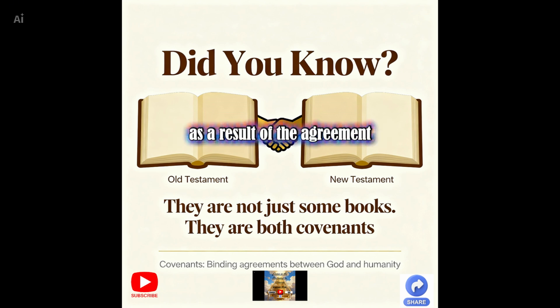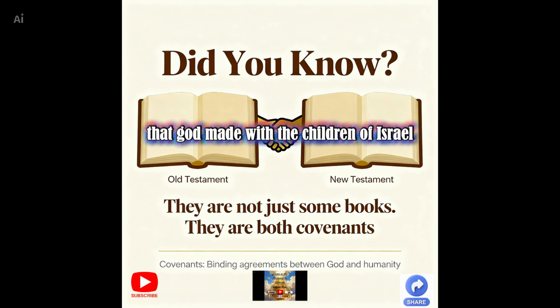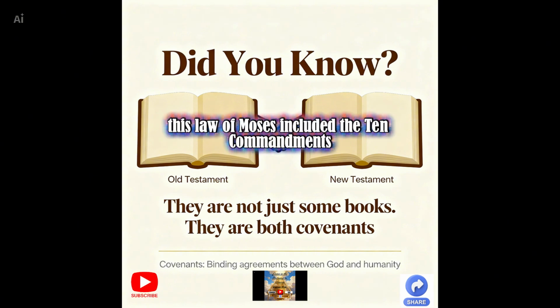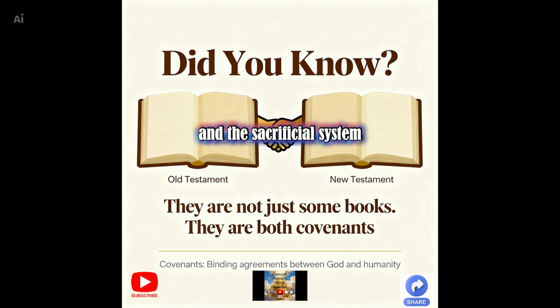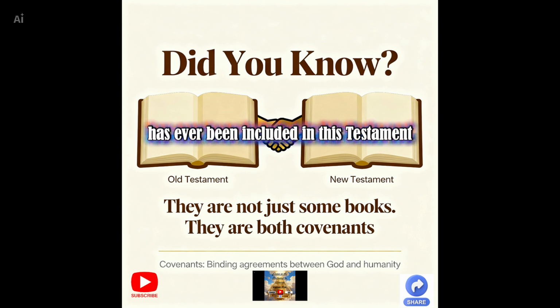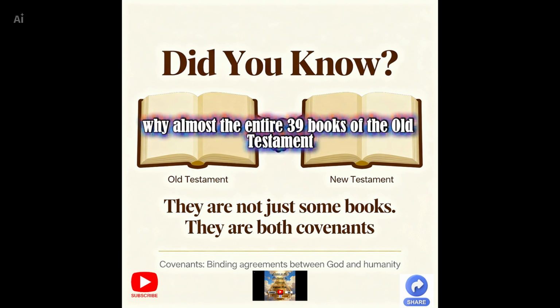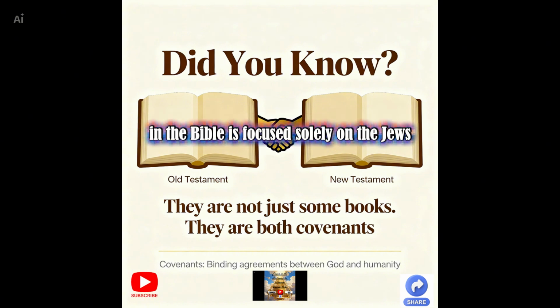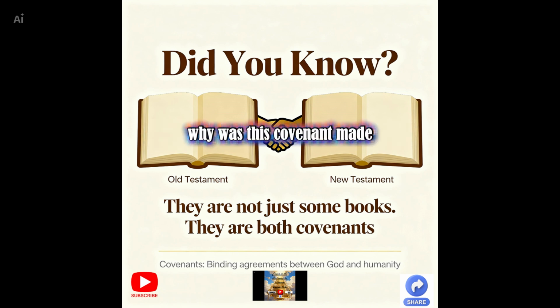As a result of the agreement that God made with the children of Israel, the law, commonly called the Law of Moses, was given to them. This Law of Moses included the 10 Commandments, the Sabbath, tithing, and the sacrificial system, and were all exclusively for the Jews. No other nation on earth has ever been included in this testament. It is for this reason that almost the entire 39 books of the Old Testament in the Bible is focused solely on the Jews. Why was this covenant made?